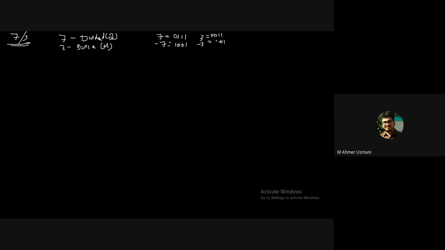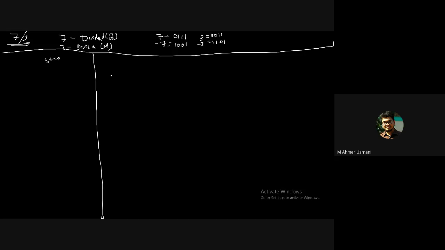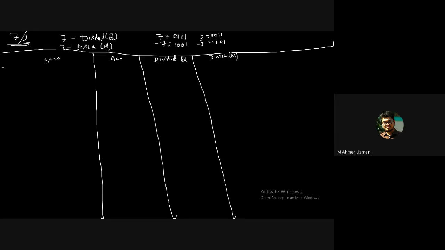After this we need to draw 4 columns. One is called step, then accumulator, then dividend or Q, and then divisor known as M. For the initial step, the accumulator is made as 4 zeros, the dividend is made as 0111, and the divisor is made as 0011.